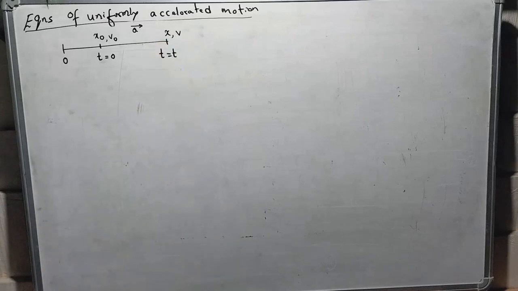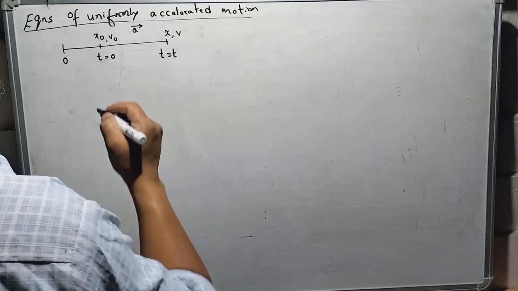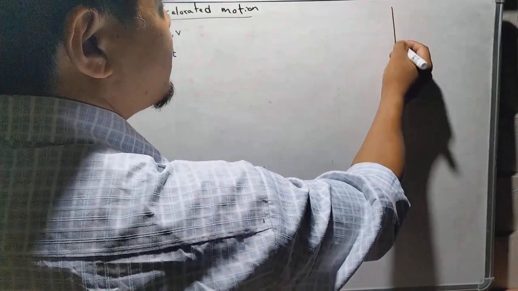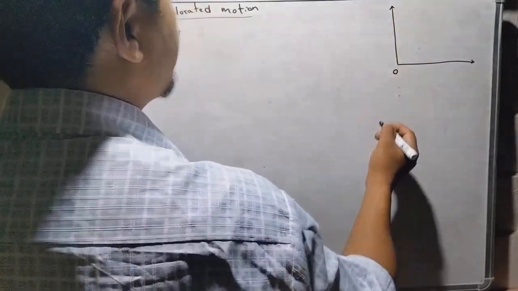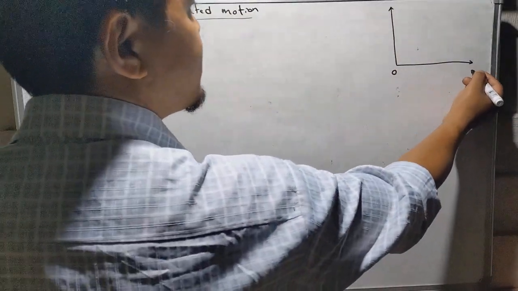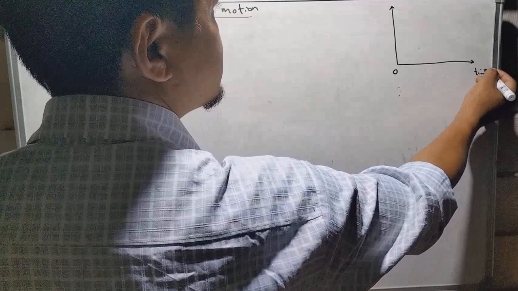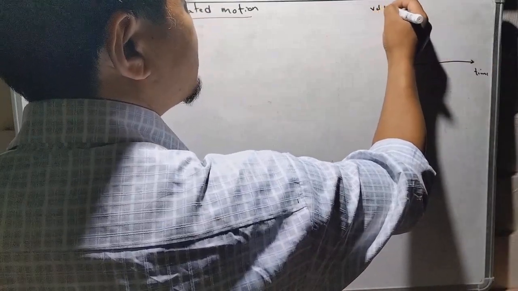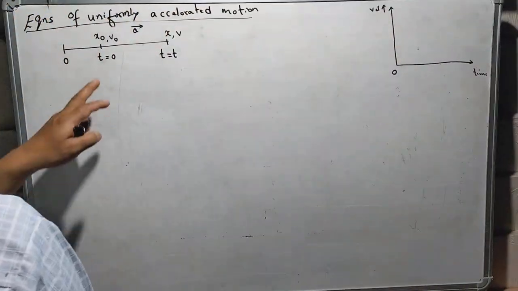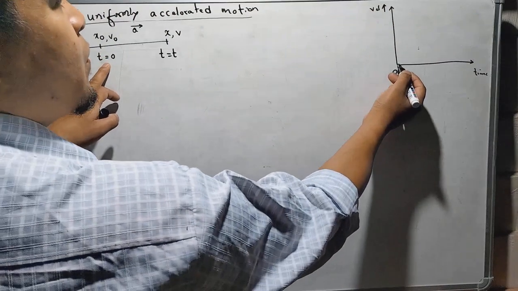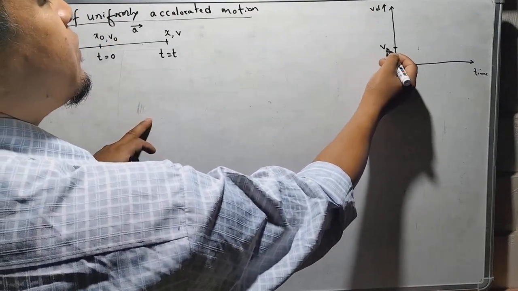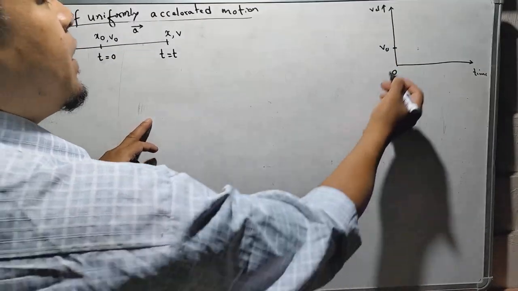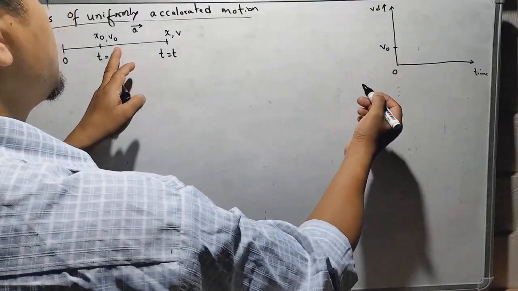Alright. Now, if you plot these situations in a graph, then you'll get a graph of this type, taking time along the x-axis and velocity along the y-axis. Then at time t equals 0, what is the velocity? The velocity is v0.